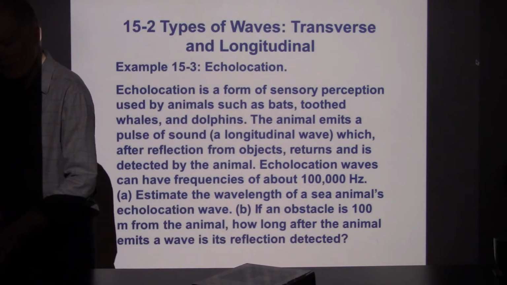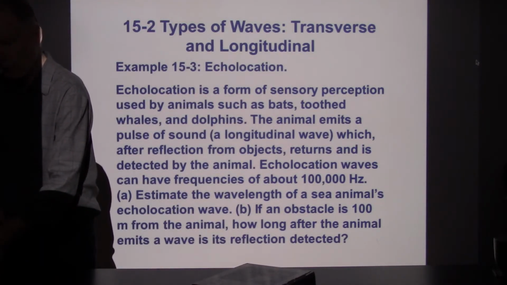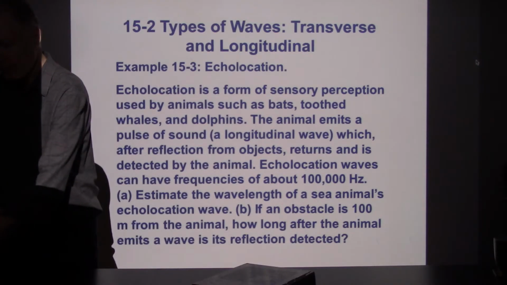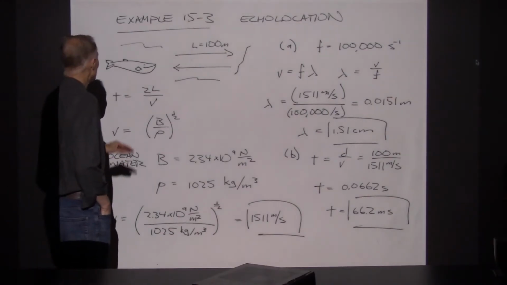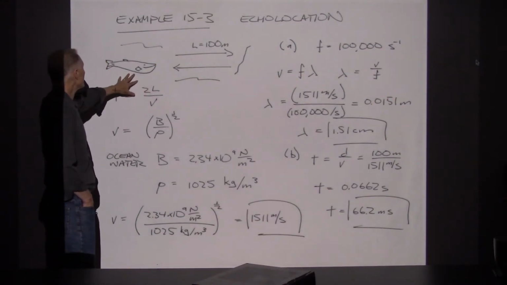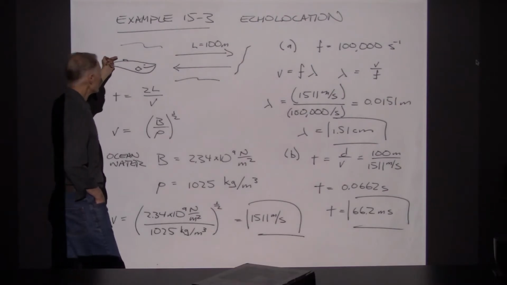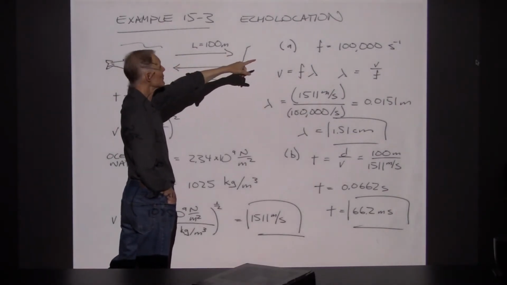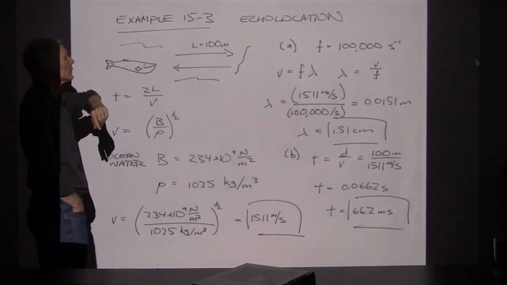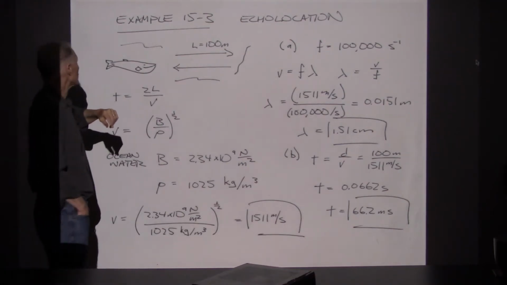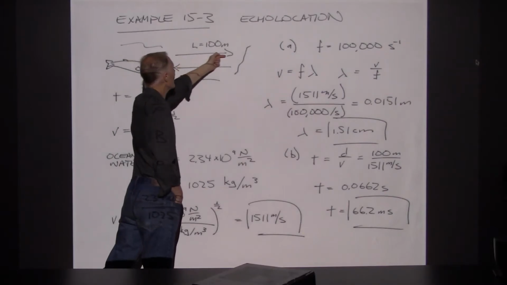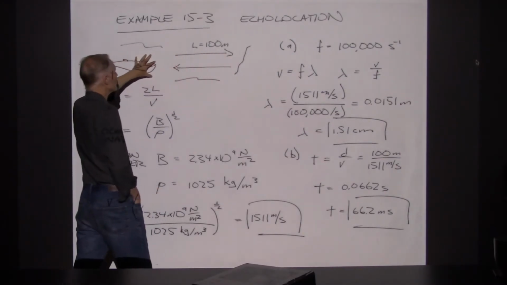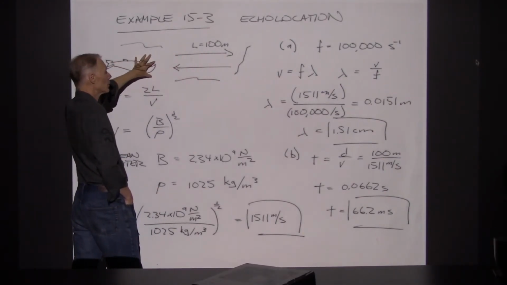All right, here is an echolocation example. It says animals can send out sound and learn about their environment. Here we've got a whale that is sending out a frequency. That's a really high frequency, 100,000 hertz. So a kind of an ultrasonic disturbance through the water, and then listen for the return, listen for the echo.